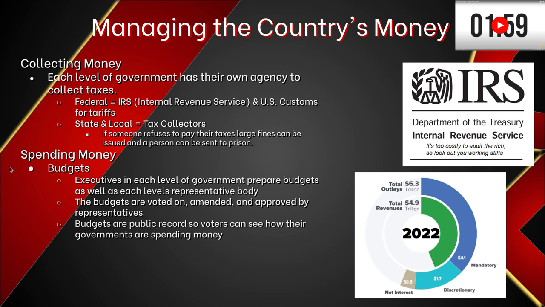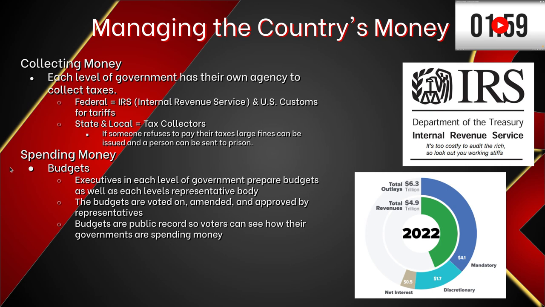At the state and federal level, you have your executive: at the state level, the governor; at the federal level, the president. They prepare a budget, and then the elected bodies vote on that. As well, each House of Representatives can prepare a budget too, and they can make amendments to it.